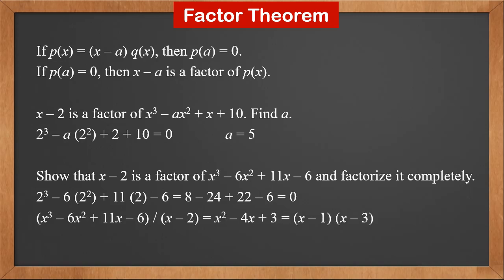Next, we divide x cubed minus 6x squared plus 11x minus 6 by x minus 2. We can use either equating the coefficients or long division. And the result is x squared minus 4x plus 3. Factorize this quadratic polynomial, we get (x minus 1) times (x minus 3). Therefore x cubed minus 6x squared plus 11x minus 6 is (x minus 2) times (x minus 1) times (x minus 3).